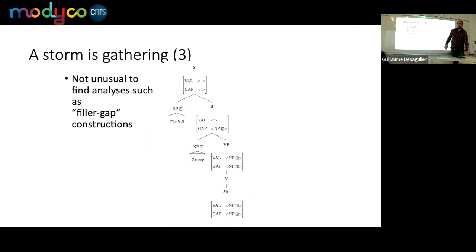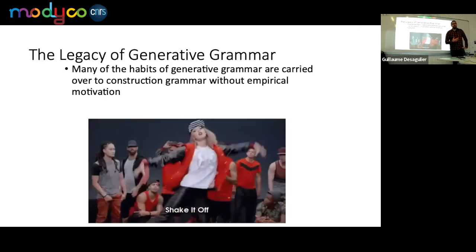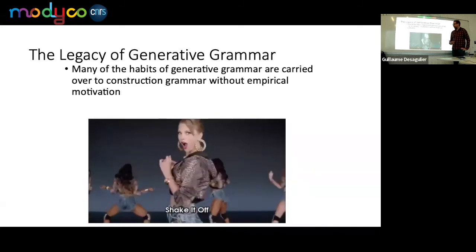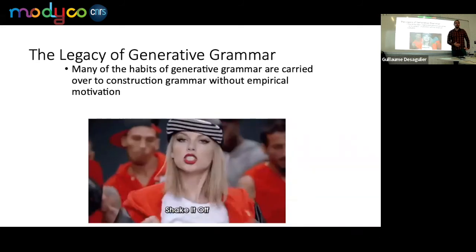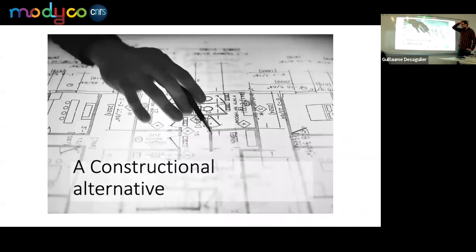And this kind of analysis you find still in constructional analysis. So there's many habits of the generative grammar paradigm that we moved over to construction grammar without empirical motivation. And this is something we have to shake off. Okay? And we cannot reach the full potential of construction grammar if we're just doing the same analysis over and over again. So what is the constructional alternative?